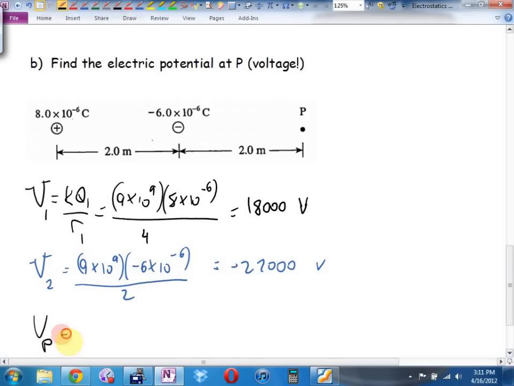The voltage at location P is going to be 18,000 plus negative 27,000. Well, you know what the voltage is at location P? That plus that. Negative 9,000 volts.